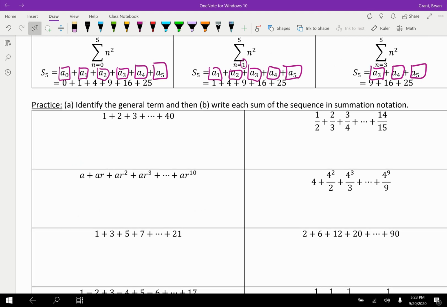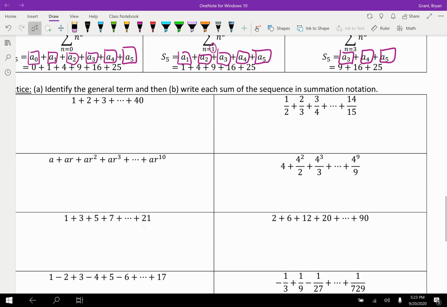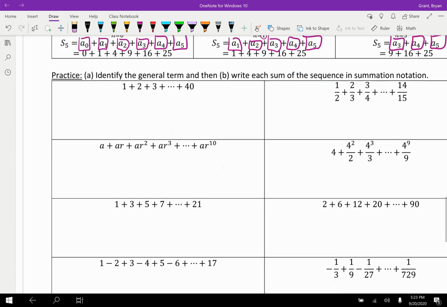Okay, now you get some practice. The practice is 10 problems, right? Looks like 10 right here. Very nice. And you have 2 things to do. First, you're going to have to identify the general term, and that should be review. We did general term stuff a while ago, a sub n equals something. And then the second thing you'll need to do is convert that general term to summation notation. So try each of these, see what you can do.